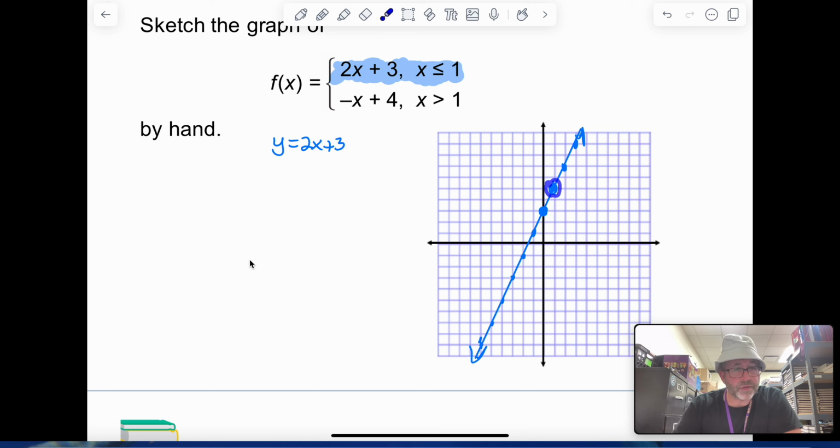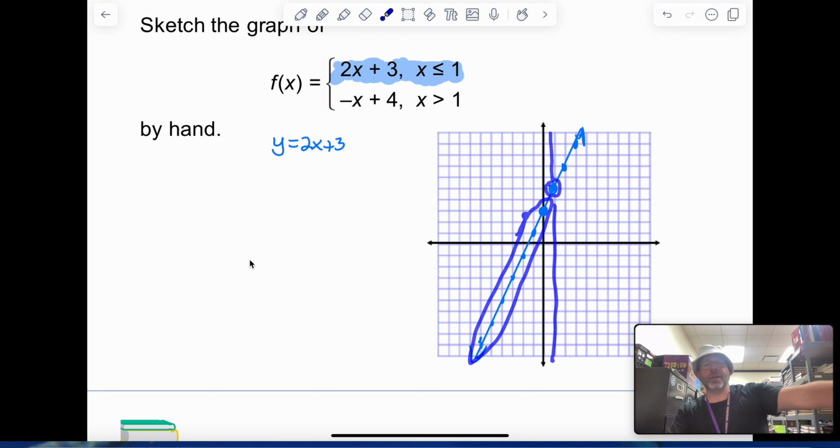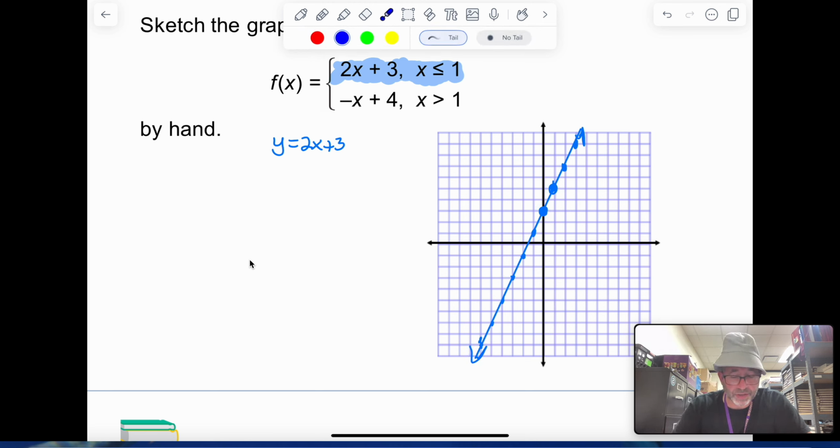I only want to see the graph where it's to the left of this line right here. Well, that is this portion right here. That's the part that's to the left of it. That means that everything to the right of it, I want to get rid of. So how do we do that? Well, we just simply erase it.